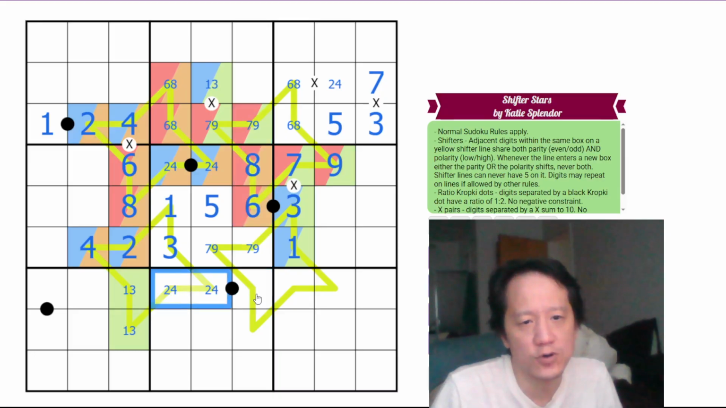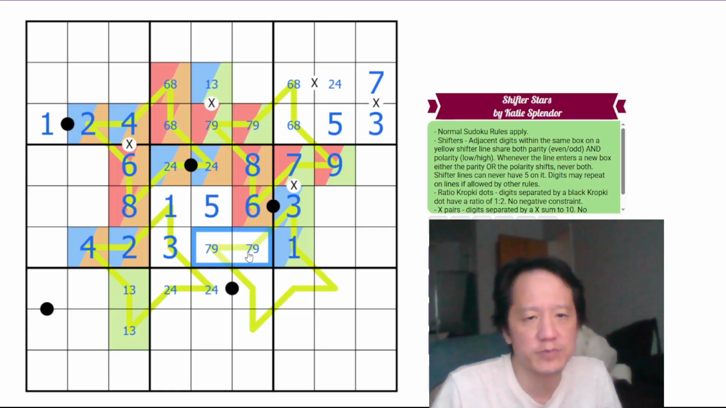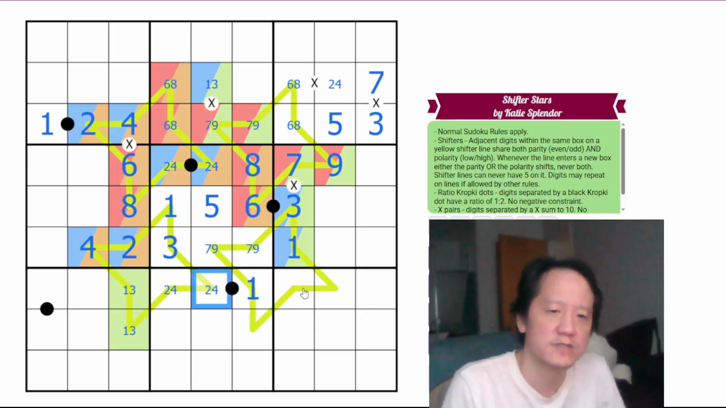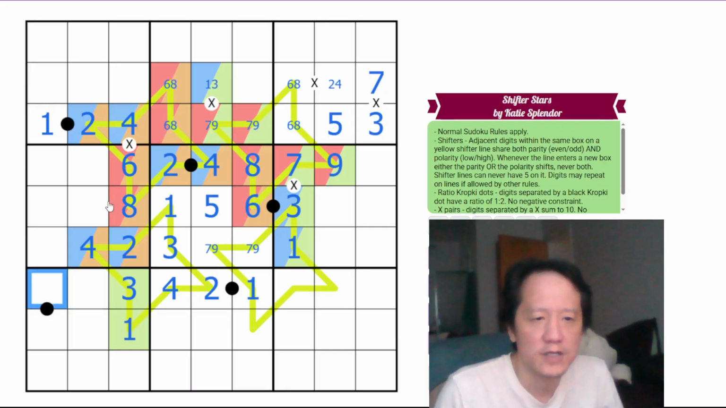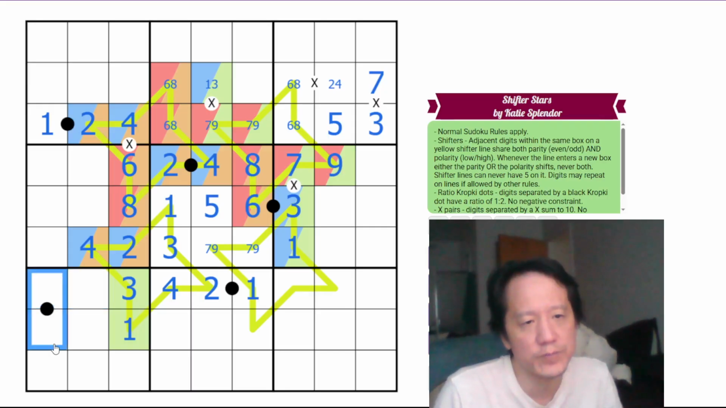Can't be 2 or 4, obviously, so this must be 1. Because you have to have either the same polarity or the same parity here. It can't be the same polarity because 6, 7, 8, 9 is already taken, so this must be 1, 3. And therefore, this specifically must be 1 because this must be 2 to be in a 1 to 2 ratio. So this is 4, this is 2, this is 4. That makes this a 3, this is a 1. This is in a 1 to 2 ratio.